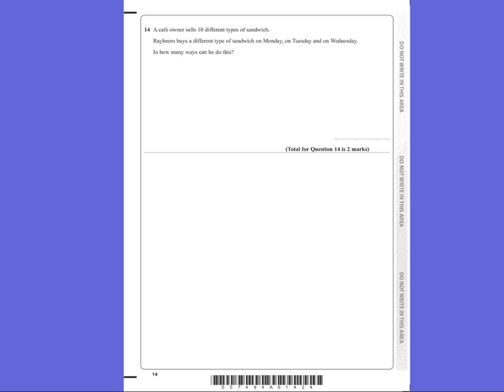Question 14. A cafe owner sells 10 different types of sandwich. Raheem buys a different type of sandwich each day, so that's really important. On Monday, Tuesday and Wednesday. How many ways can he do it? On the first day, he has 10 sandwiches to choose from. On the second day, he's only got 9 sandwiches to choose from. And on the third day, he would only have 8, because each day, to make sure it's different, he's having 1 less. So 10 times 9 times 8 would be 720 different ways they could have sandwiches on those 3 days.